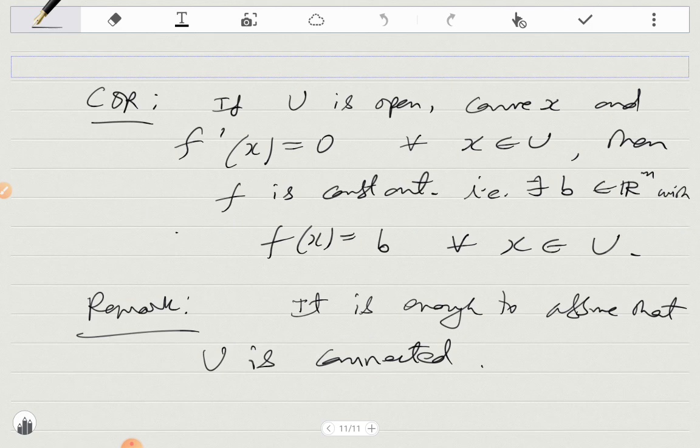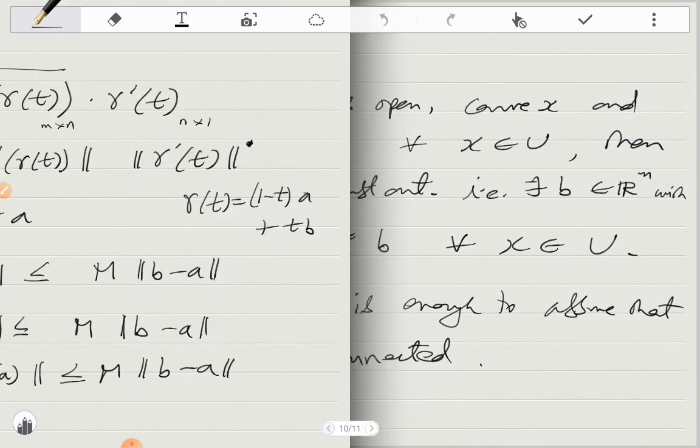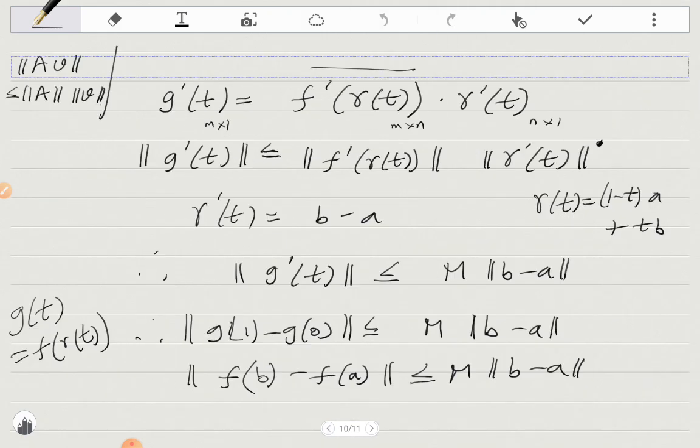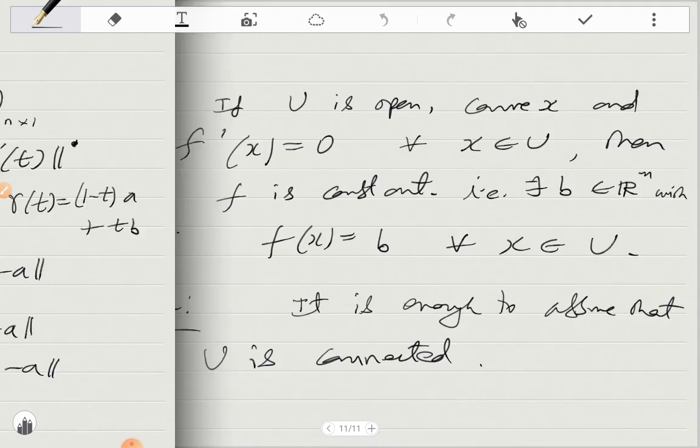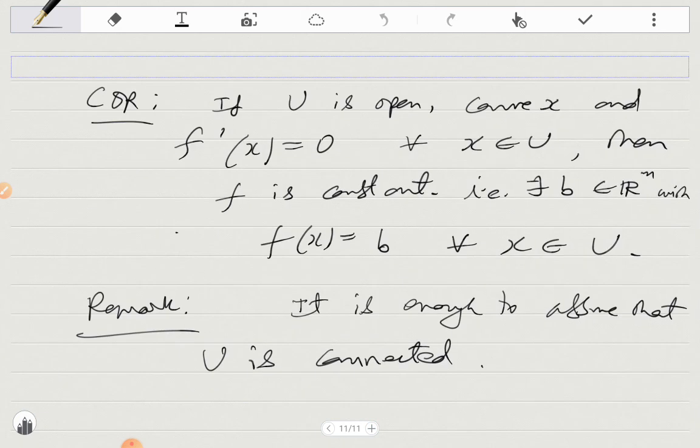So as a corollary, the corollary is immediate. If U is open convex and the derivative is identically 0 at every point, then f is constant. There exists b with f of x equal to b. And why is that immediate? Well, it's just that this capital M you can take to be 0. You get f of B minus f of A equal to 0 for any two A and B, which says that f is constant.